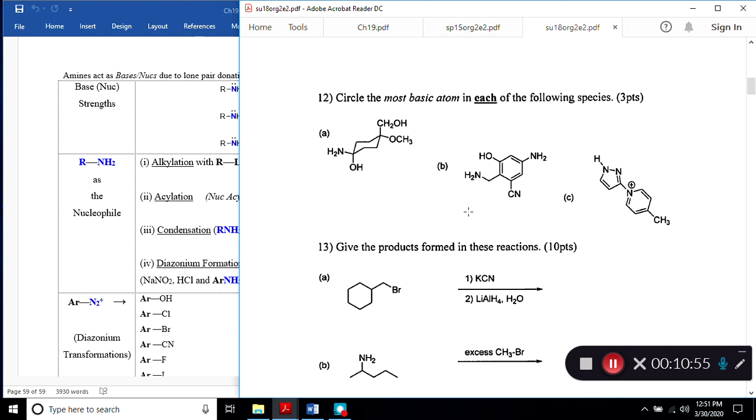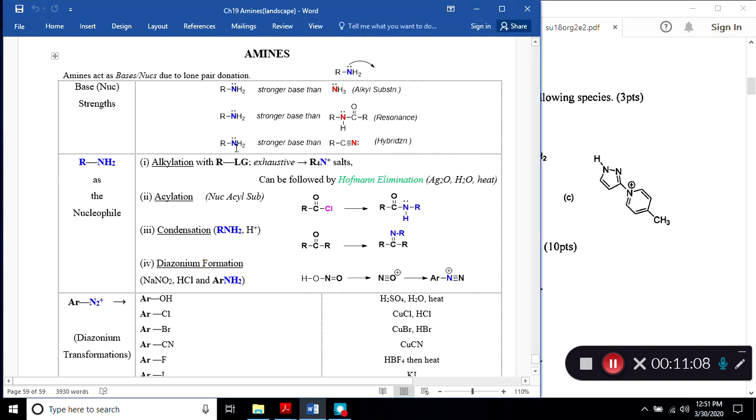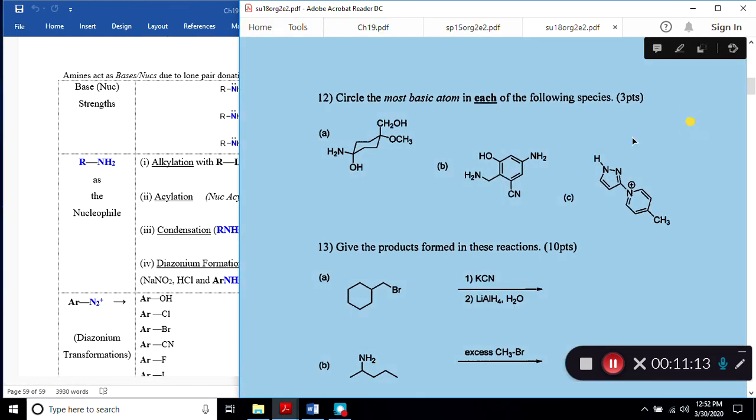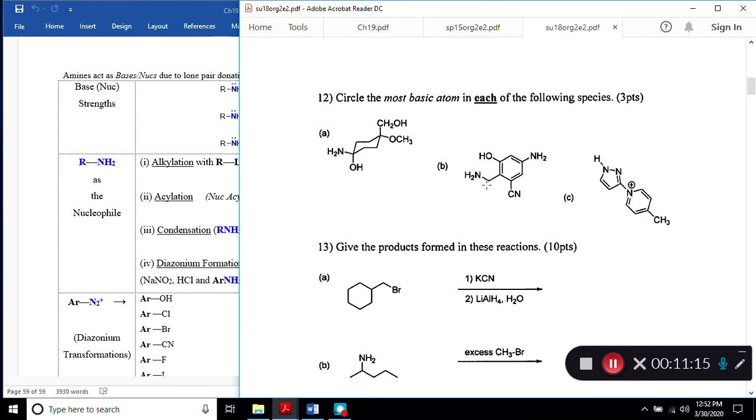So we're now going to, conjugation or resonance decreases base strength, so now our choice is between these two. This is an sp3 nitrogen, this is sp. Our summary chart tells us sp3 hybridized nitrogen is more basic than sp. So this would be the most basic atom.